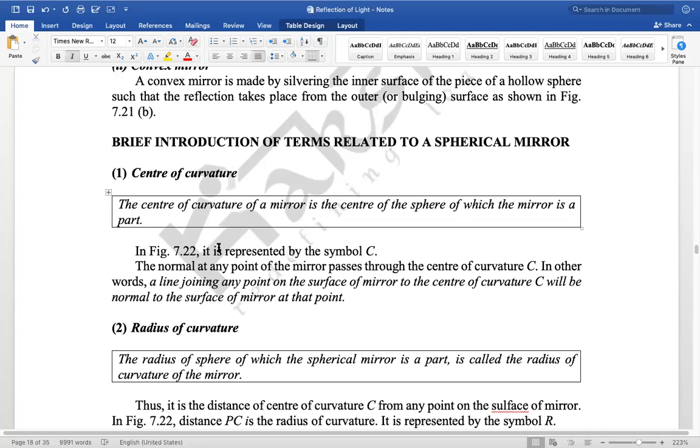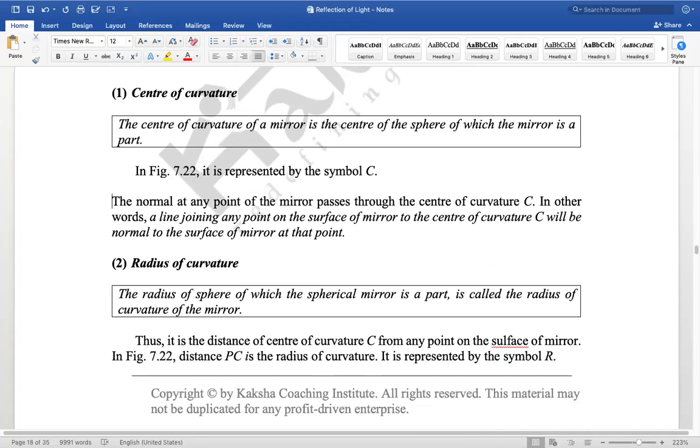Now in figure 7.22, it is represented by the letter C. The normal at any point of the mirror passes through the center of curvature C. In other words, a line joining any point on the surface of the mirror to the center of curvature C will be normal to the surface of the mirror at that point.